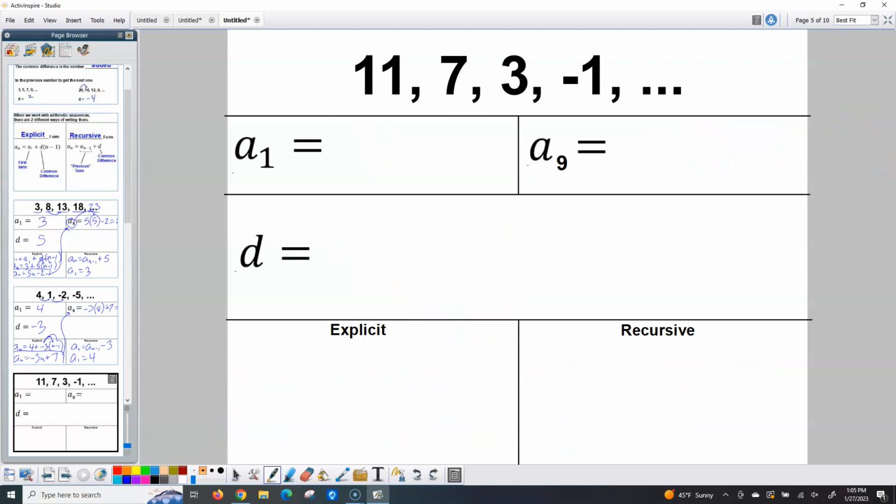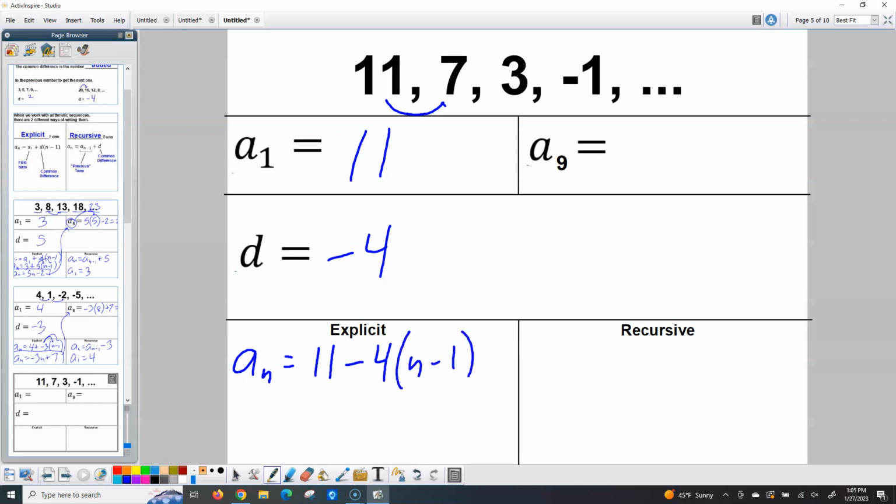Next one, I've got a sub 1 is 11. Common difference looks like you're subtracting 4 each time. So my explicit form would be a sub 1 plus the common difference. I'm just going to write minus 4 this time with n minus 1. And that means that I could distribute that to both of those. That would be negative 4n plus 4. So I think that's plus 15.